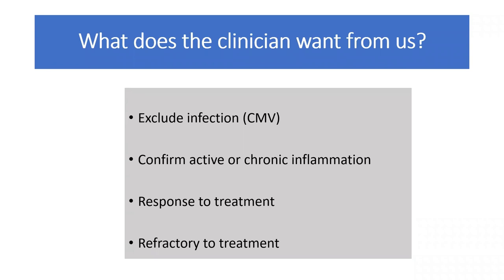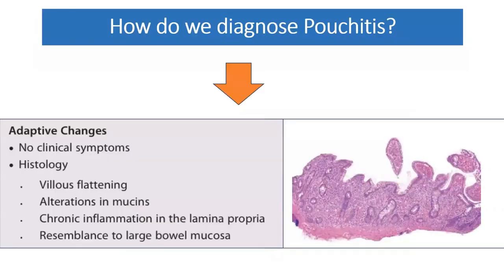And then they wanted to see if there is any response to treatment. So they might tell you that this patient has been on treatment for the last 6 weeks before they did the biopsy. So you might get a biopsy with minimal inflammation, which goes with a good response to treatment. Or they wanted to know the opposite: if this patient is not responding to treatment, like refractory to treatment, and this is another term that you may want to consider and use in your biopsy description.